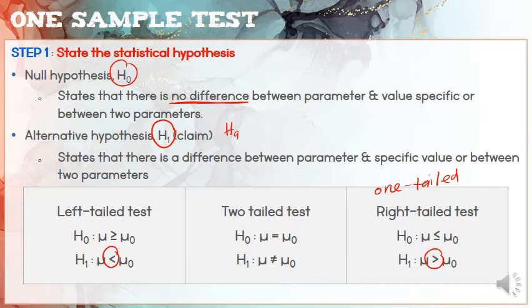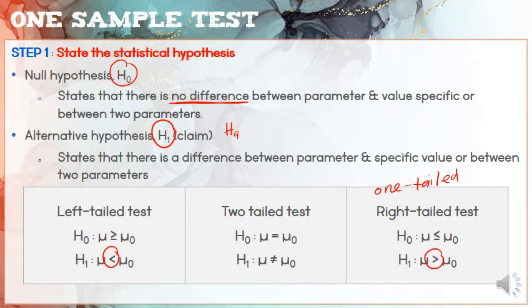Ataupun dia kata kalau you exercise 3 days a week, your weight akan turun. So dia one-sided, turun. Okay? Tapi kalaulah you ada satu claim yang dia kata kalau two-sided, okay, contoh je lah.